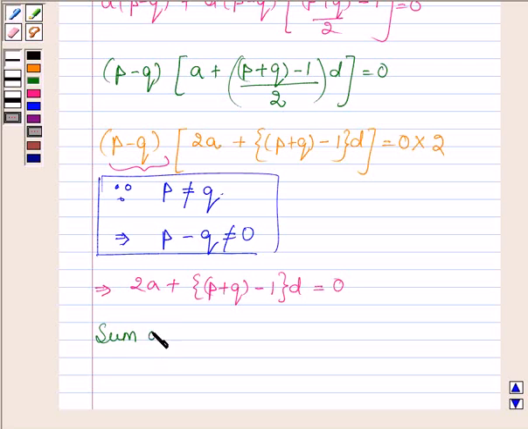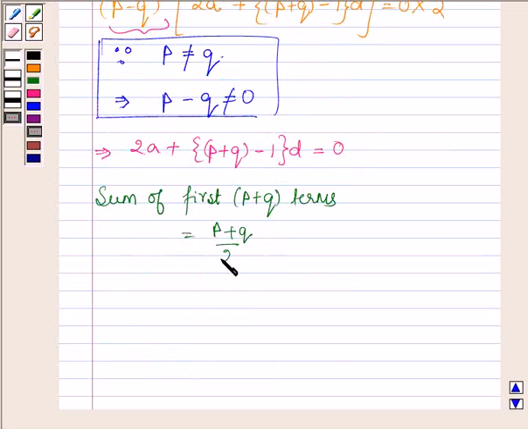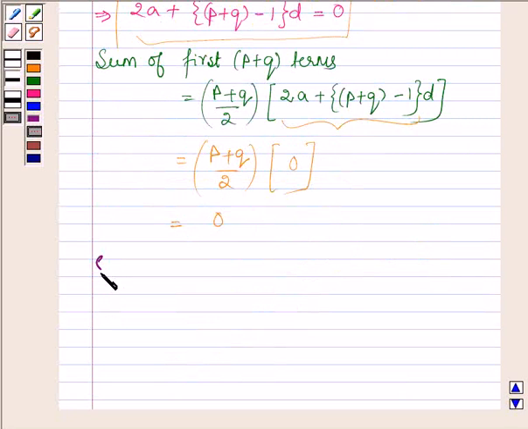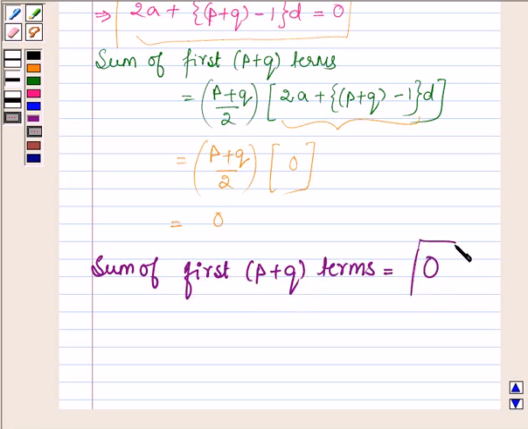Now let us find the sum of first p plus q terms, whose formula is p plus q upon 2 into 2a plus p plus q minus 1 into d. This is further equal to p plus q upon 2 into the value of the square bracket, which is 0, as we have found above. So this is equal to 0 and anything multiplied by 0 is 0. Therefore, our answer is sum of first p plus q terms is equal to 0. So this completes the session.